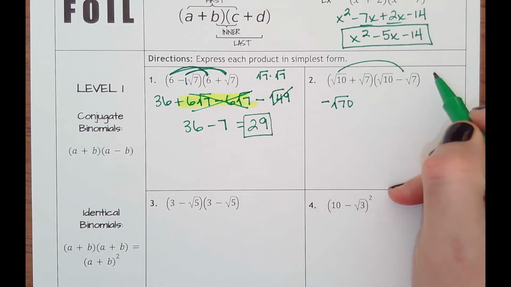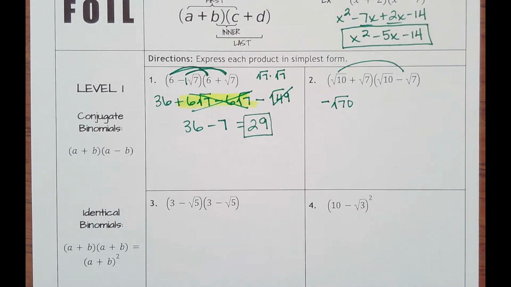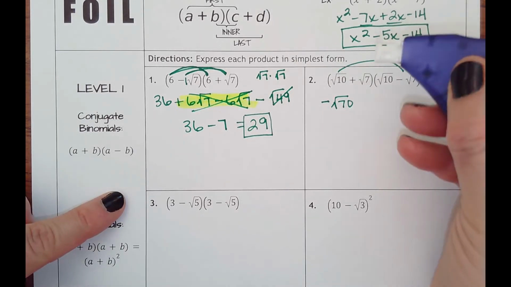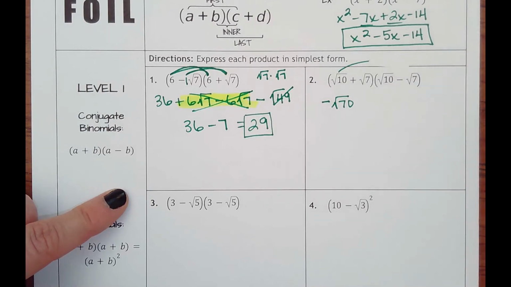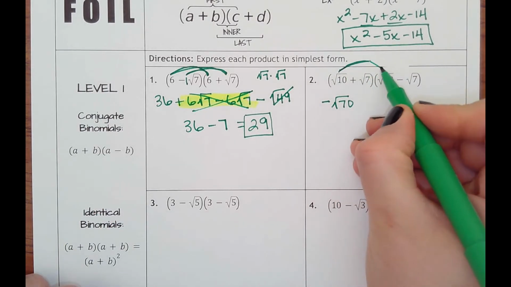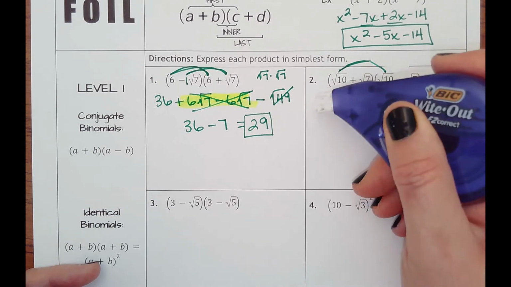And then outers. Oh, I didn't even do the right thing. Whoop, back up. I got ahead of myself. I should have done square root of 10. So square root of 10 times square root of 10 would be square root of 100. And it's not a negative.